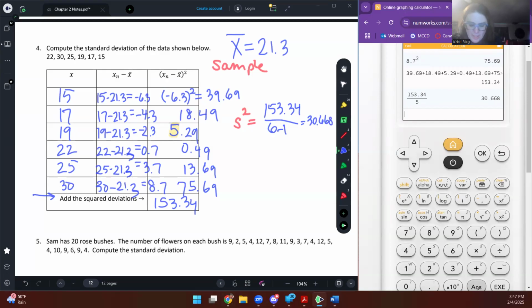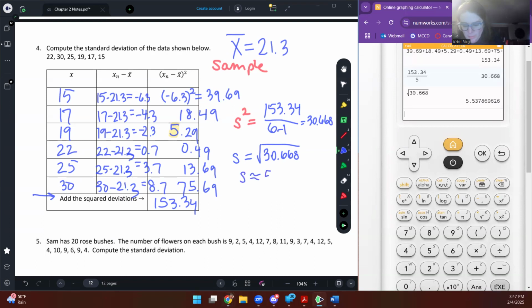Last step, finally, is going to be S. This is the square root of the step above. So I'm going to do square root, which is next to the square button, and then of the answer, and I get approximately 5.54.